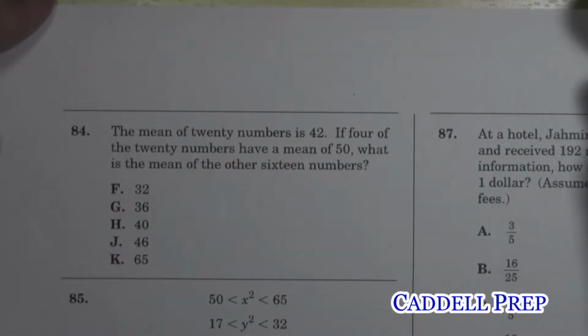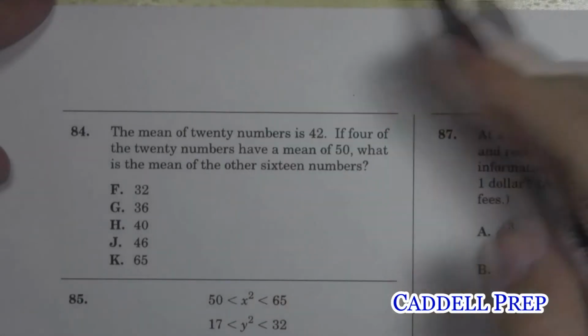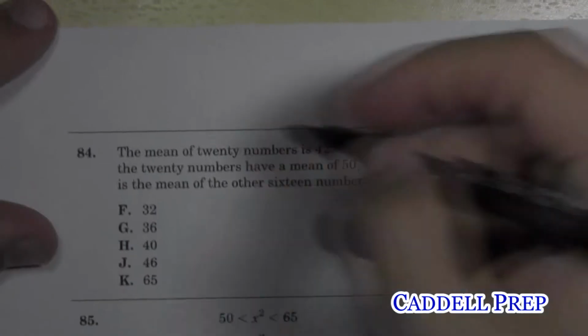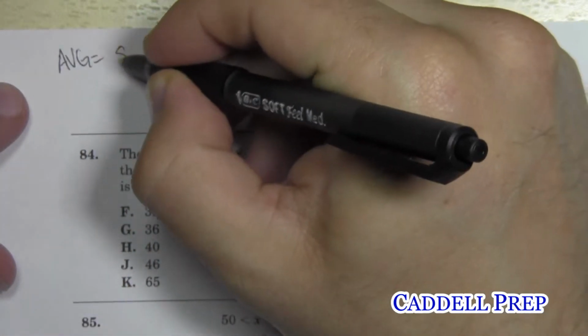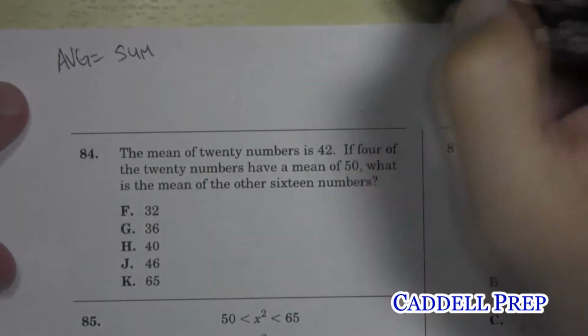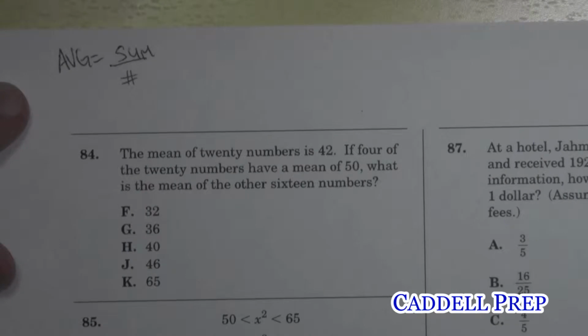Number 84. The mean of 20 numbers is 42. If 4 of the 20 numbers have a mean of 50, what is the mean of the other 16 numbers? So mean is the same as average, so let's write down our formula. Average is the sum of the numbers divided by the amount of numbers.